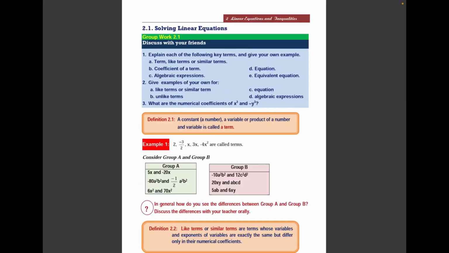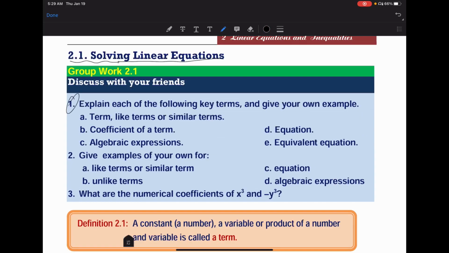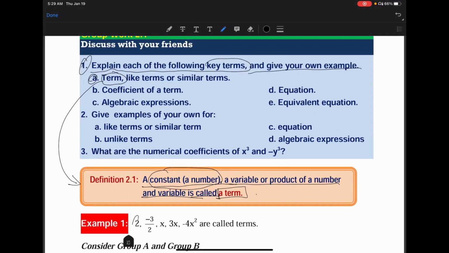Chapter 2: Linear equations and inequalities. 2.1 Solving linear equations. Group work: explain each of the following key terms and give your own example. A term — the definition is written here. Constant and number mean the same thing. A constant or a number, a variable, or a product of a number and a variable can be a term. It can be a constant, it can be a variable, or it can be a product of a number and a variable, and we call it a term.